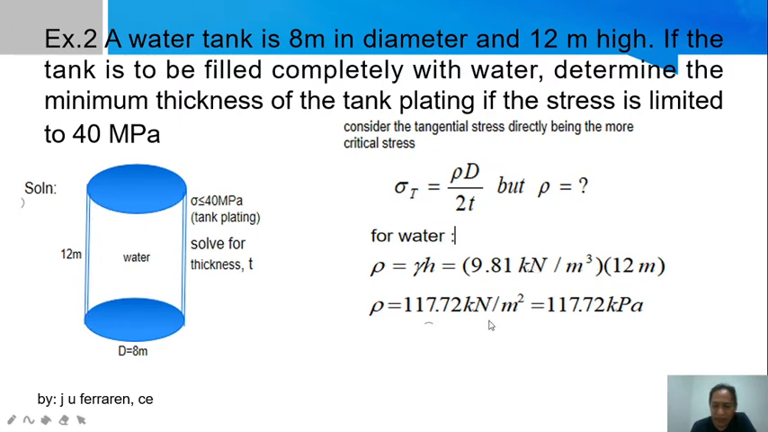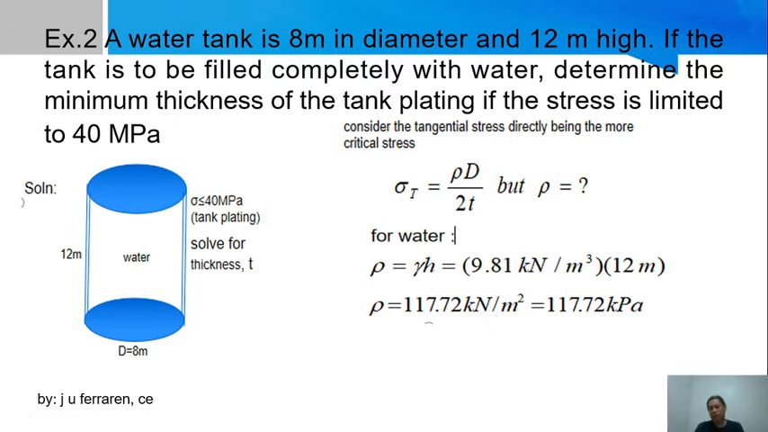So, that can be a unit of kilonewton as I reduce the exponent of my m to square. So, this is kilonewton per square meter. Actually, this can also be a unit in kilopascal. So, I have a value, 117.72 kilopascal.